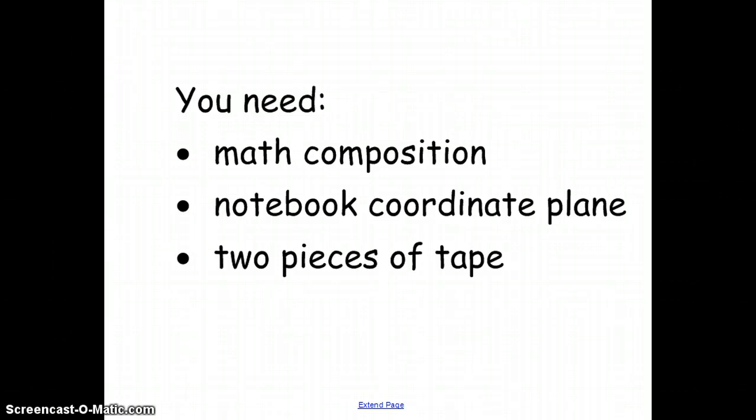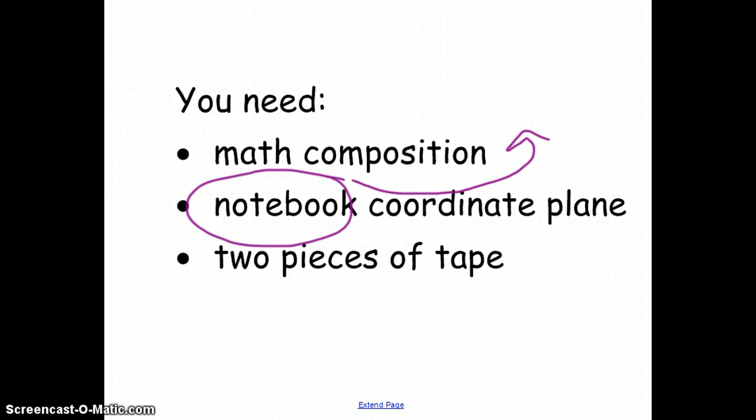Nice job, Miss Fluth. If you'll notice, I accidentally put notebook with the coordinate plane. This should go right up here. Yes, all about making mistakes and owning it.